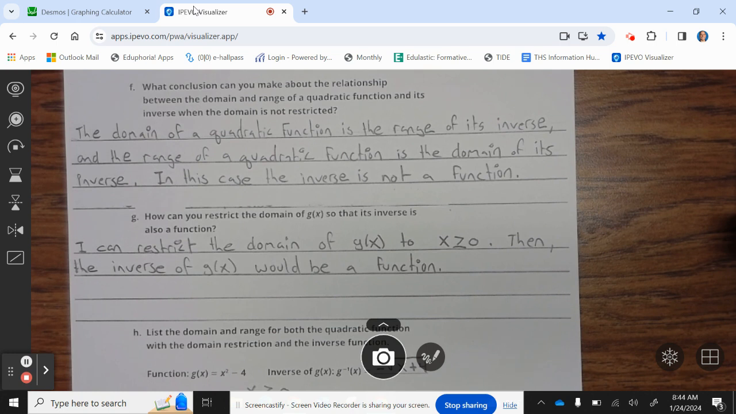G. How can you restrict the domain of g of x so that its inverse is also a function? I can restrict the domain of g of x to x greater than or equal to 0. Then the inverse of g of x would be a function.